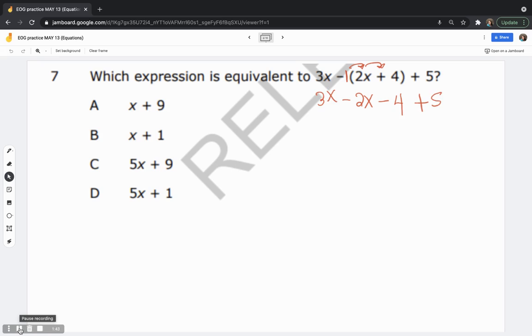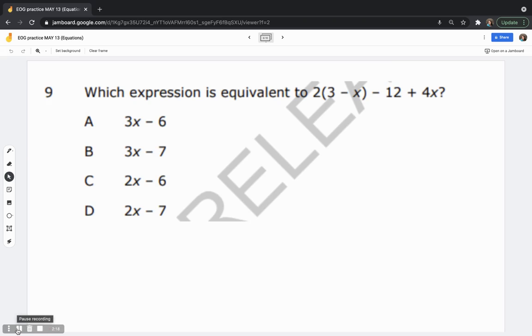Now I need to go ahead and combine my like terms. So I can put together 3x minus 2x, or 3 and -2. So 3 and -2 would give us a +1. So that leaves me with x. And then I'm going to put together the -4 and the +5, and that would also leave me with a +1. So my answer would be x plus 1.